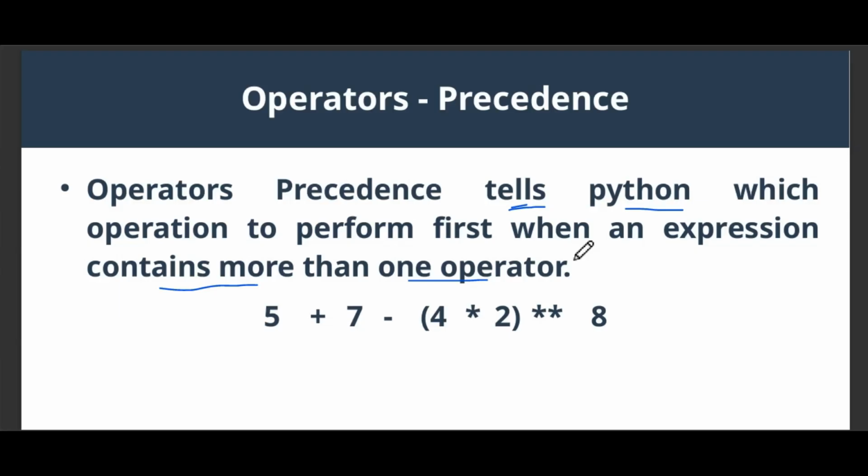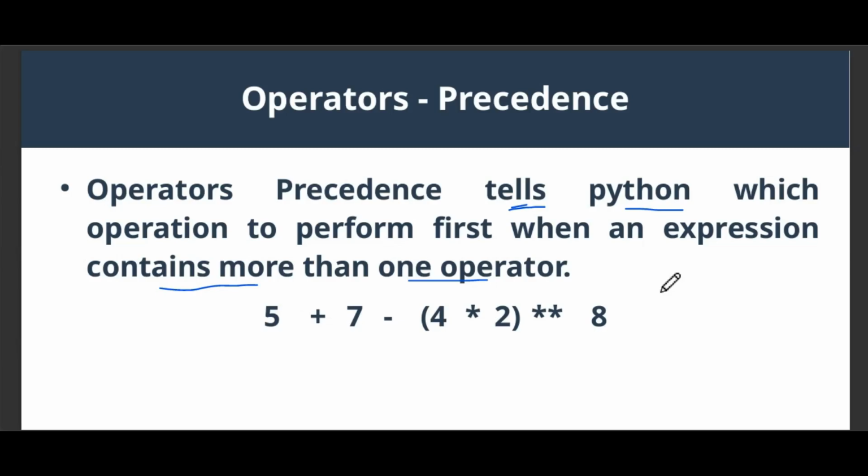Today's topic is about operators precedence. Operators precedence tells Python which operation to perform first when an expression contains more than one operator. Now let's try to understand this. It tells Python the sequence in which the operations should be performed.